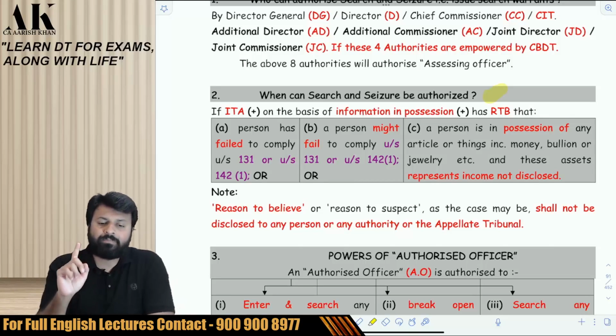Third, if the department has information in their possession for which they have reason to believe that the assessee has undisclosed income, undisclosed asset, undisclosed cash, undisclosed money, bullion, jewelry, undisclosed, not the disclosed one.